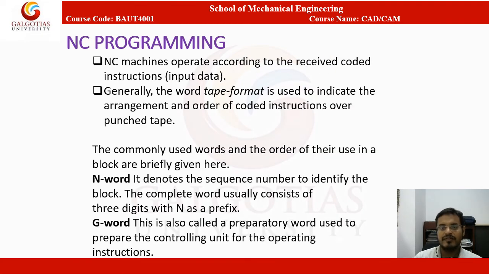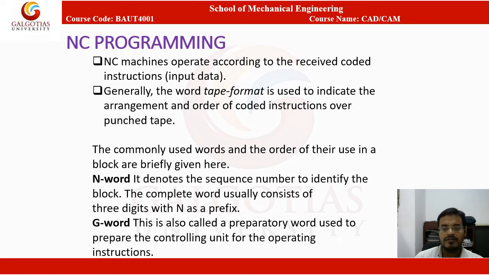NC programming. NC machines operate according to the received coded instructions. Generally, word address format is used to indicate the arrangement and order of coded instructions. So the commonly used words, in the order of the block, start with the N word. We denote the sequence number to identify the block. So the complete word usually consists of 3 digits with N as a prefix, means N001, N002. So that represents the block number.